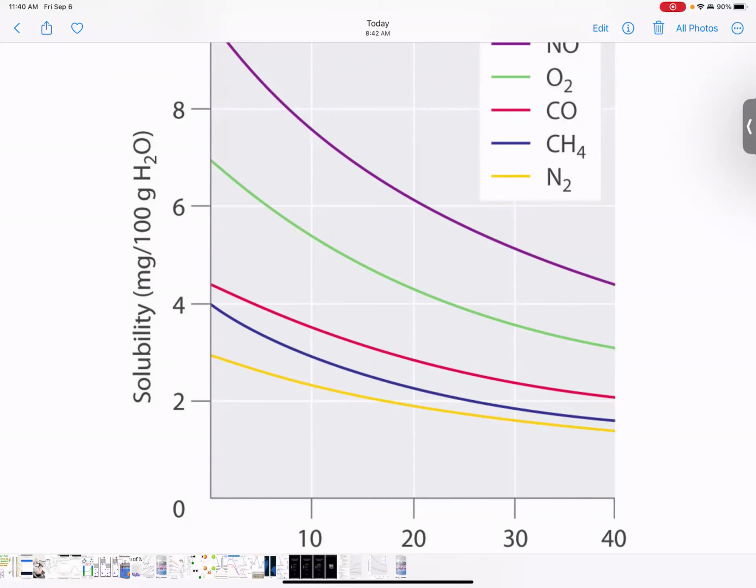Gases, so again, key takeaway: increase pressure, you increase the concentration of gas in solution. Second takeaway: increase temperature, you decrease the amount of gas in solution.